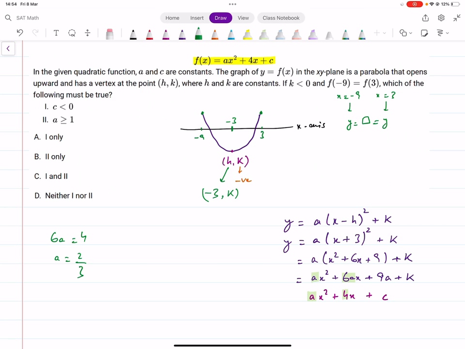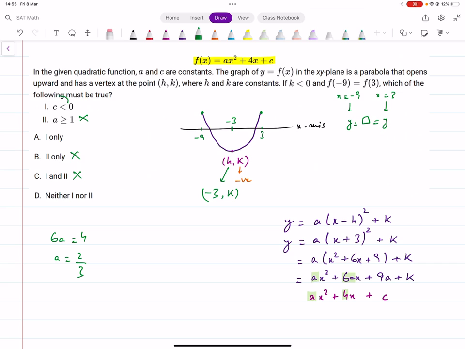Now what are they saying? They're saying a should be greater than or equal to 1. Now this is not greater than or equal to 1. That means this is not correct. Option 2 cannot be true. That means this cannot be the correct option, and this also cannot be the correct option. Okay, now it's either A or D.